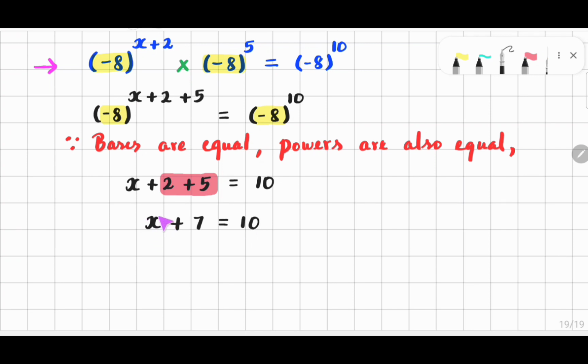In order to isolate the x, let's bring this 7 to that side. If we do that, it becomes -7. We get x equals 10 minus 7. Therefore, x equals 3.